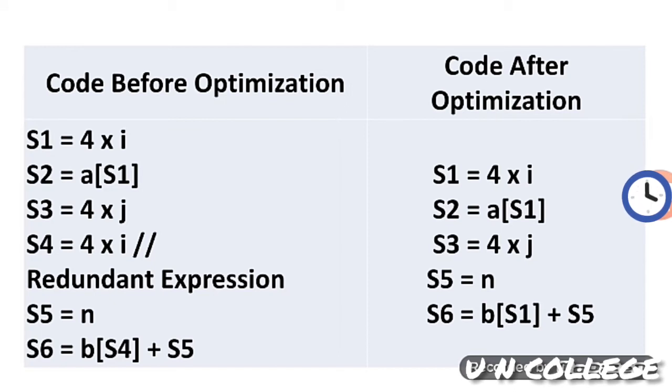Why? Because already we have used the statement s1 equal to 4 into I, and here again after some statements we are rewriting the same expression. s4 equal to 4 into I is not necessary because already the value is with s1, so we can use the same value s1 when required, so we don't need the statement s4 equal to 4 into I.